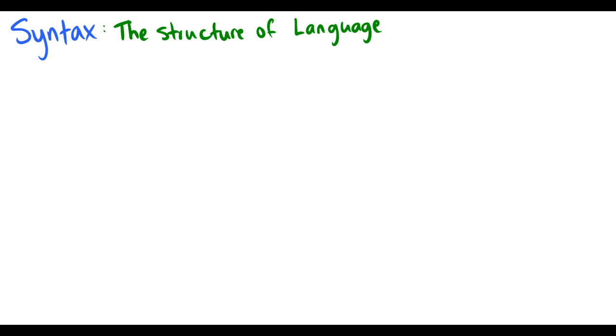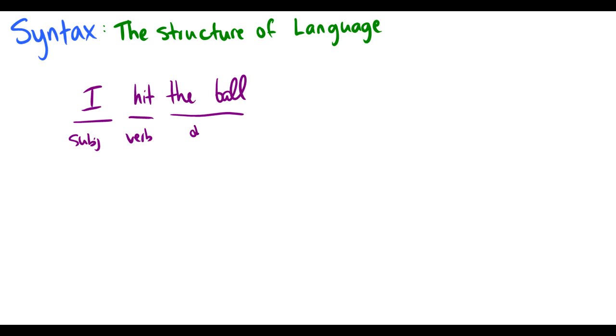Languages, like English, have a word order. For instance, we would say, I hit the ball. With this sentence, we would have a subject, which is I. We have a verb, which is hit, and then we have the ball, which is our object. And we can classify this as an SVO language.